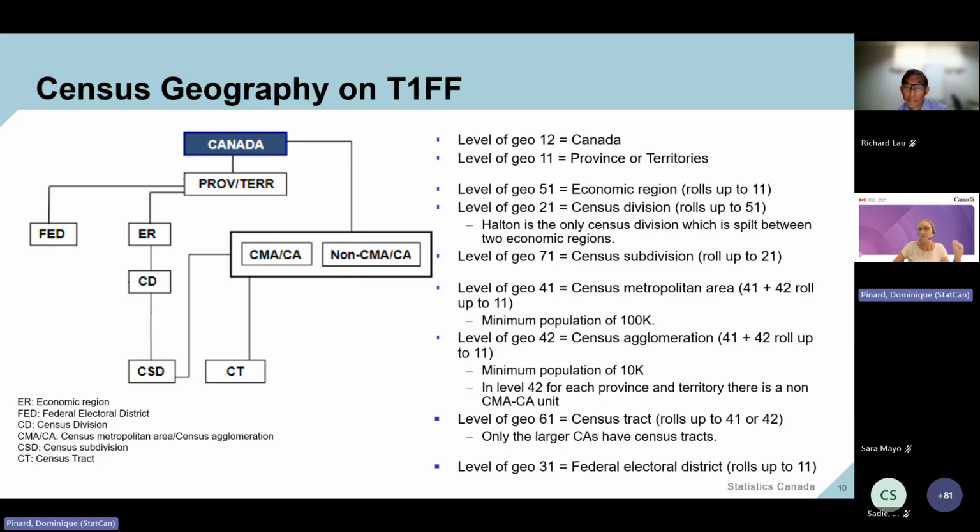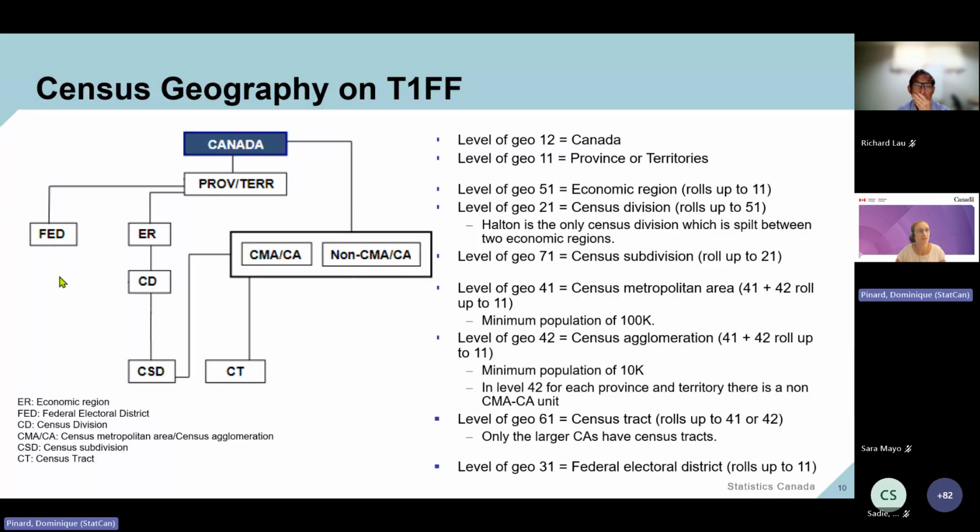The second stream starts with provinces and goes down to CSDs. There are multiple types of CSD, including cities, municipalities, towns, reserves, etc. And if you combine all census subdivisions together, they cover the full country. They are combined to create census divisions, and then combined to create economic regions, and then provinces and territories.